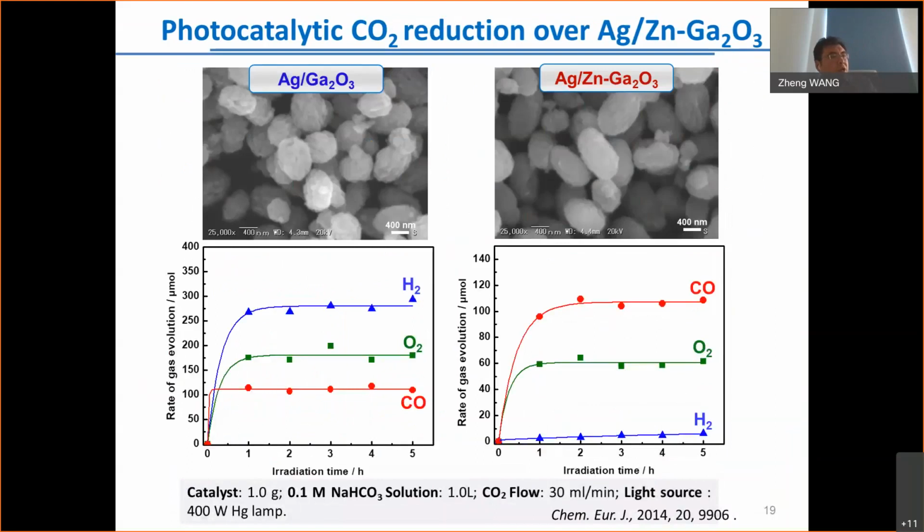Moreover, gallium oxide is another efficient photocatalyst for carbon dioxide reduction. With silver co-catalyst loading, high activity for photocatalytic carbon dioxide conversion with water was obtained, while hydrogen was the main reduction product. After zinc modification on the surface of gallium oxide, hydrogen production was dramatically suppressed.